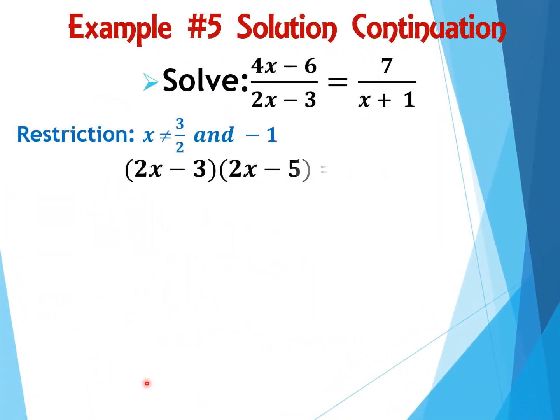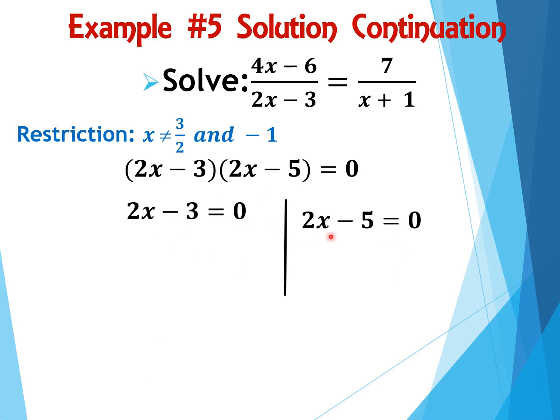Okay, let's continue here. These are our factors. So we equate this one to 0. So that will give us 2x minus 3 is equal to 0 and 2x minus 5 is equal to 0. So transpose this one, that will give you 2x is equal to 3. Divide both sides by 2, so x is equal to 3 halves. And this one is 2x is equal to 5. Divide both sides by 2, we will have x is equal to 5 halves.